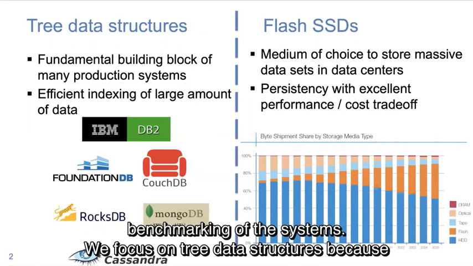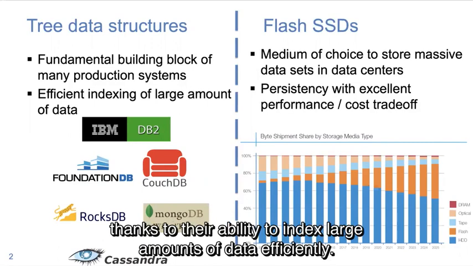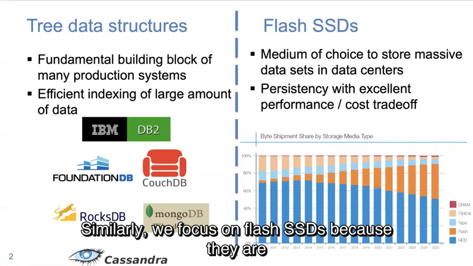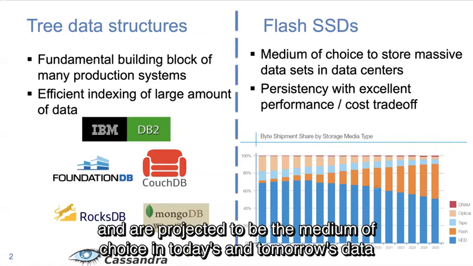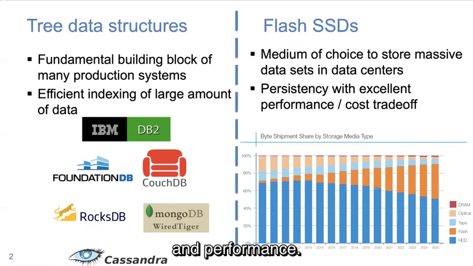We focus on tree data structures because they are a fundamental building block in many production systems, thanks to their ability to index a large amount of data efficiently. Similarly, we focus on flash SSDs because they are, and are projected to be, the medium of choice in today's and tomorrow's data centers, thanks to their excellent trade-off between cost and performance.